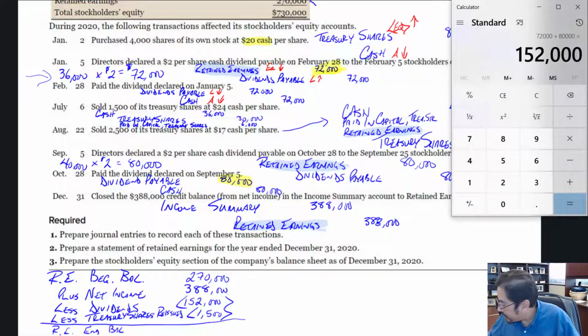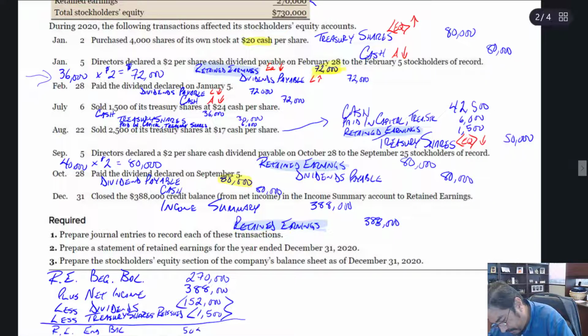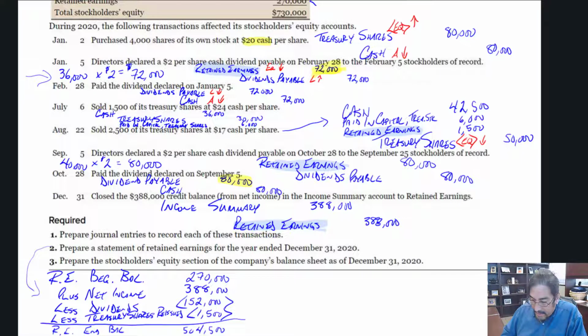So that's 270,388 minus 152 minus 1,500. 504,500. That is the statement of retained earnings. And then the stockholder equity section is what they want next.